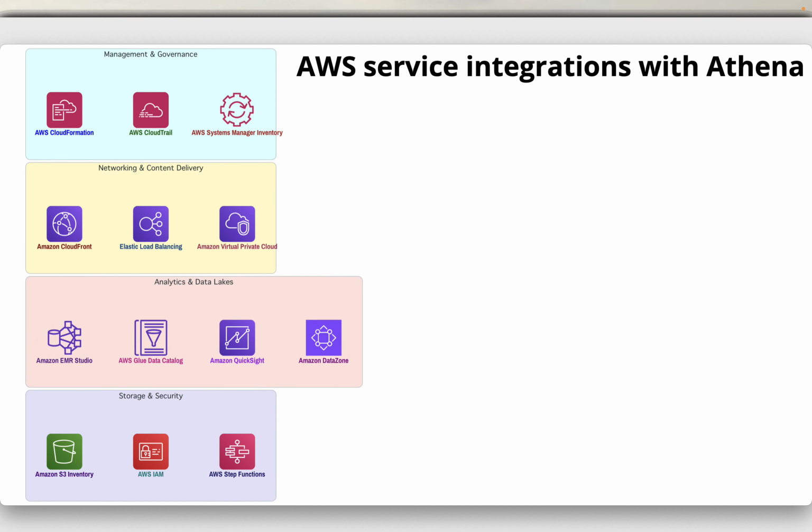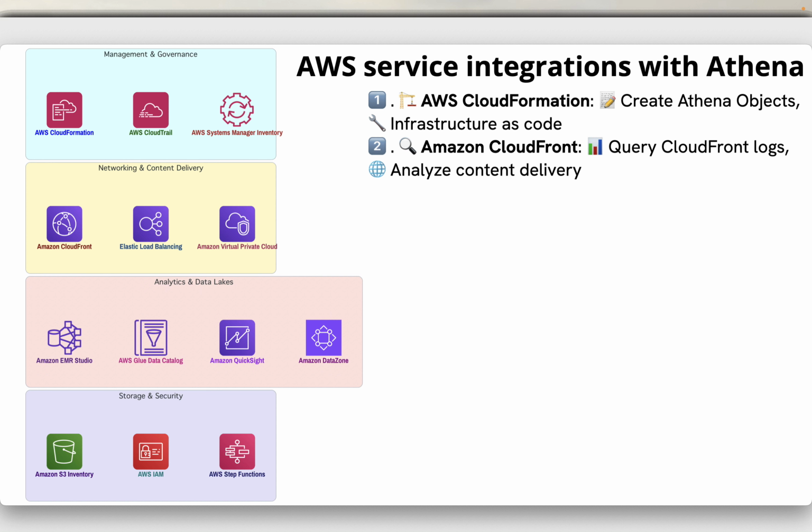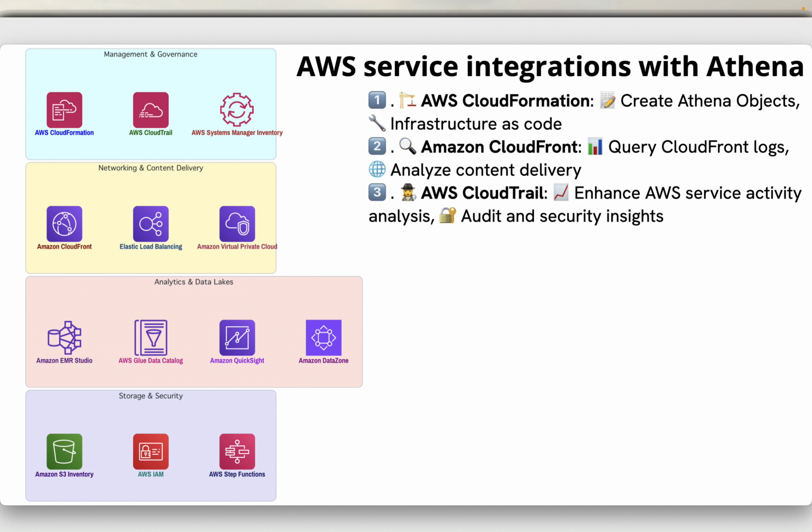Now let's see what service integrations are available with Athena. First one, AWS CloudFormation. CloudFormation can be used to create Athena environments or Athena objects. Then we have CloudFront. You can use Athena to query Amazon CloudFront logs. Sometimes CloudFormation is the source and the target is Athena. Sometimes it's the opposite, where Athena is the source and operates on some service. So in CloudFront, Athena can be used to query CloudFront logs. AWS CloudTrail. Using Athena with CloudTrail logs is a powerful way to enhance your analysis of AWS service activity.